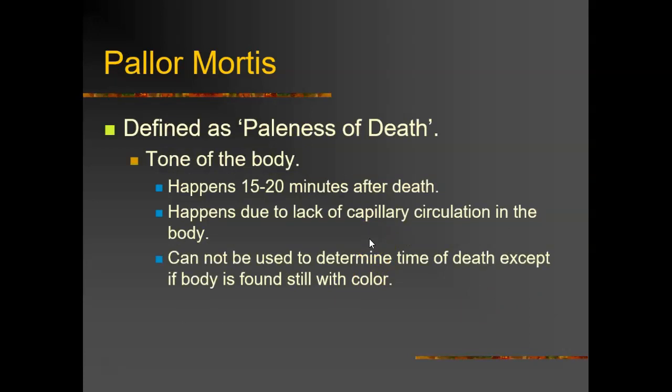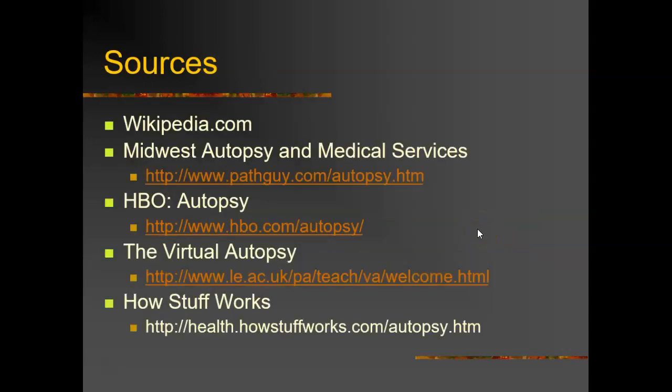Then we have pallor mortis, which is the paleness of death. This is referring to the tone of the body. This starts about 15 to 20 minutes after death because we no longer have that capillary circulation in the body, right? That's what makes your skin nice and pink. So once the blood stops pumping, it starts to pool. The body will tend to become a little more pale. This can't really be used to determine time of death, except if the body is found still with color. Then we know it is very, very recent, probably within the last 15 to 20 minutes.